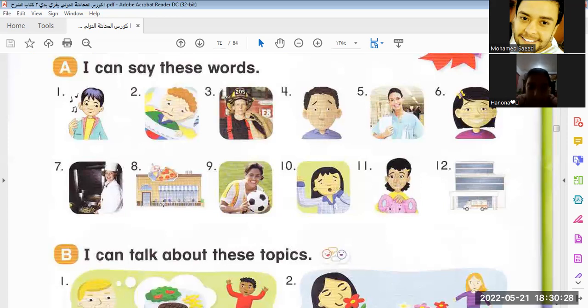Can I ask you, Hannah, a question? What's your favorite food, Hannah? My favorite food is chicken. Amazing. I knew that. Number nine? Soccer player. What's your favorite player, Hannah? My favorite player is Muhammad Salah. Mo Salah, amazing. Number 10? Tired. Adjective. Number 11? Dull. Amazing. Number 12? Hospital. Amazing.